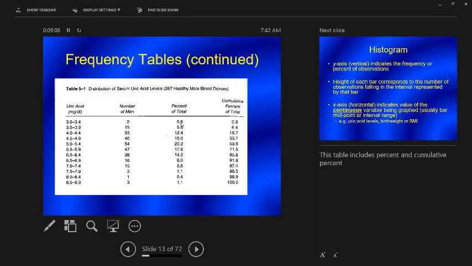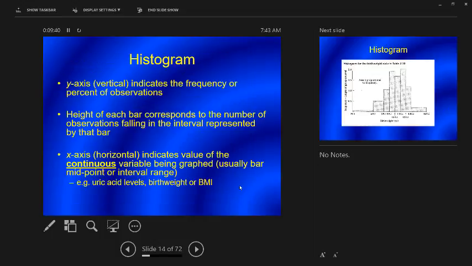And then we have this cumulative total. It's just the 0.8 plus 5.6, which is 6.4, which tells us that 6.4% of the men, which is 17 divided by 267, had a uric acid level of 3.9 or lower. And you see by the time you get to the end, this is the highest. There were 3 men who had a serum uric acid level between 8.5 and 8.9. And since it's the highest, of course 100% had a uric acid level of 8.9 or lower. So that's another example of a frequency table.